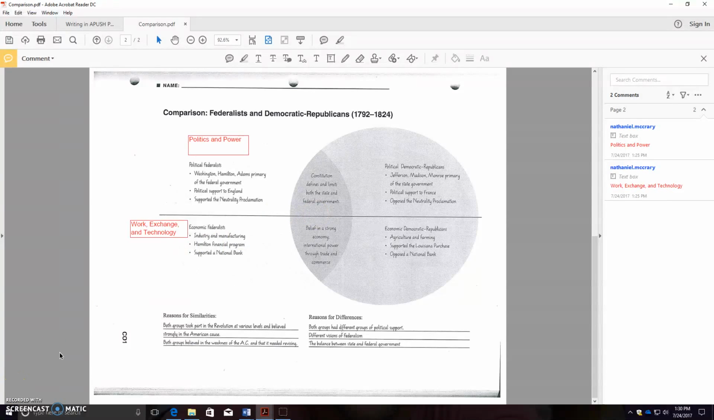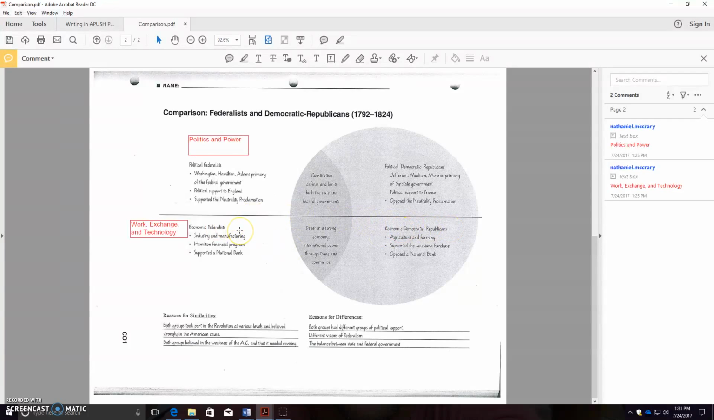Now let's look at work, exchange, and technology. This theme focuses on the factors behind the development of systems of economic exchange, particularly the role of technology, economic markets, and government. Okay? And so on the left-hand side we have Federalists, and again on the right-hand side we have the Democratic Republicans.